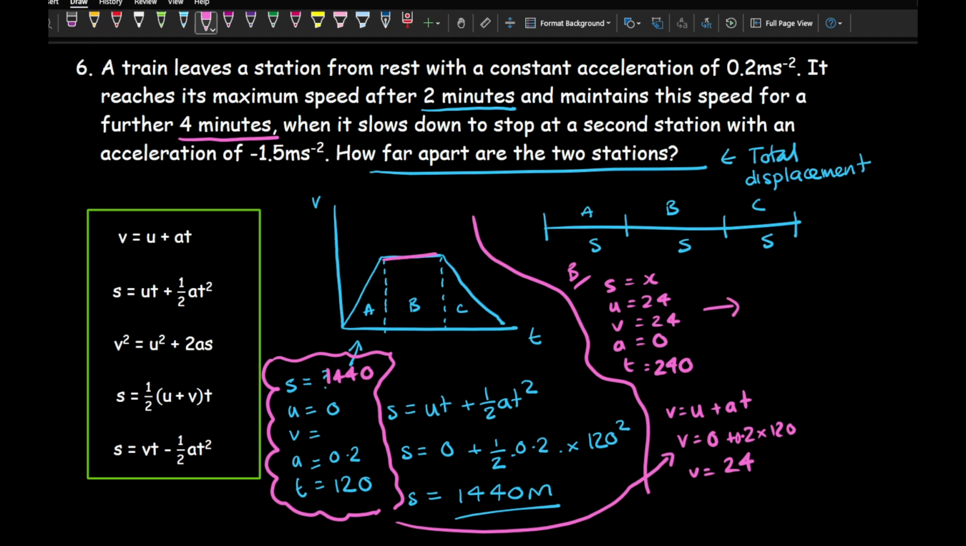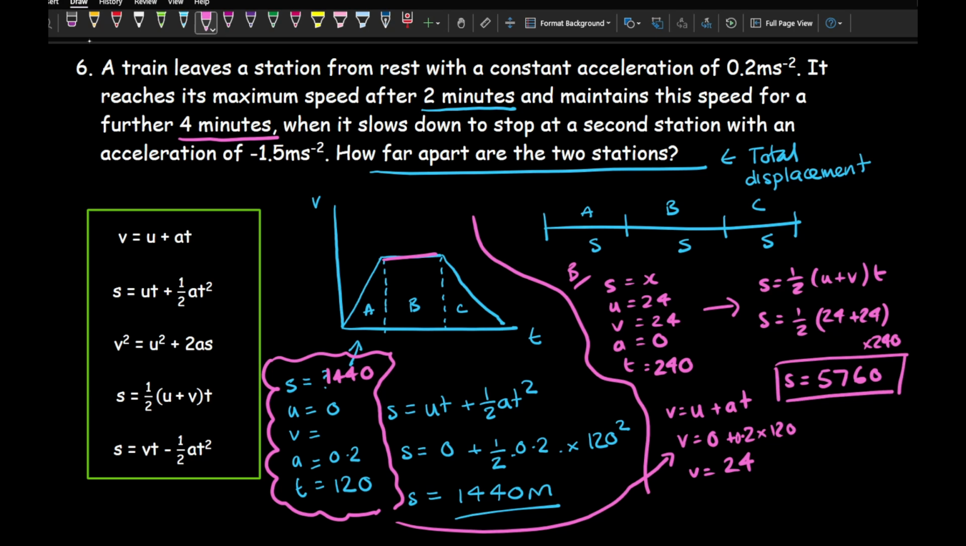Now from this, I can then work out what S is, so I pick a formula in which I've got the 4, so I can pretty much use any formula that uses S. So let's go for S equals a half U plus V multiplied by T, in which then substituting numbers in, I get S equals a half 24 plus 24 multiplied by 240, and that's coming off the screen, so let's just make sure that fits. Typing that all into my calculator, I get an S value of 5,760. Now the screen's looking a bit messy, so let's just get rid of some of the information that I've got.